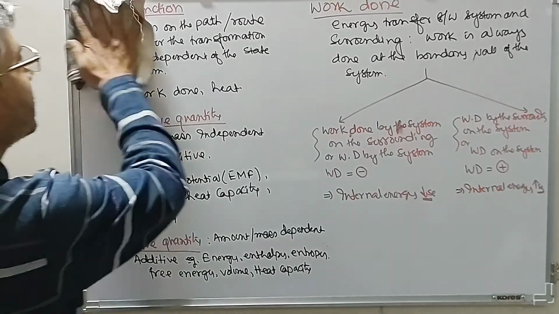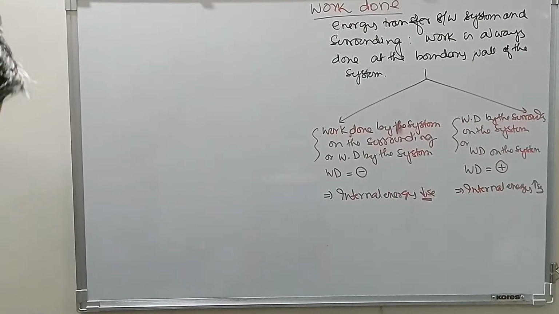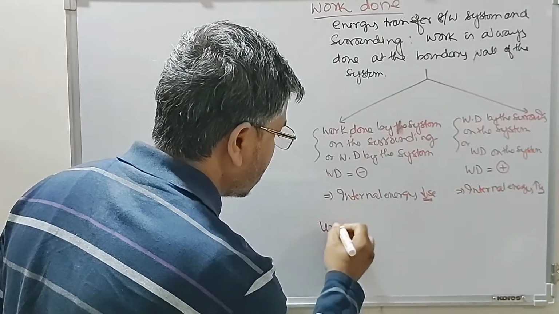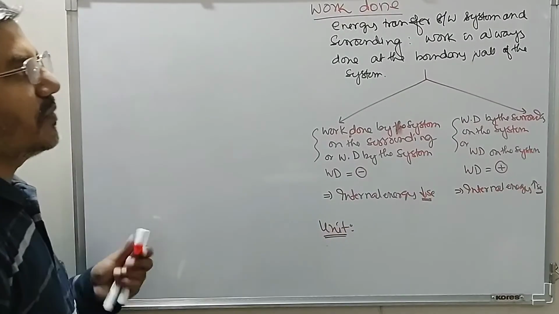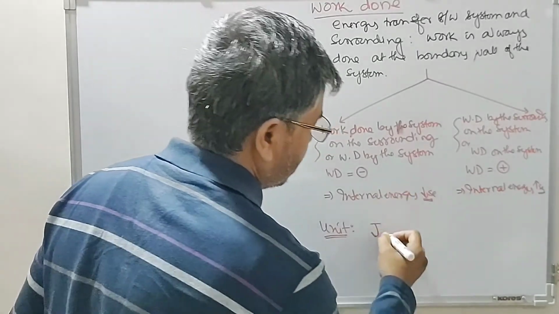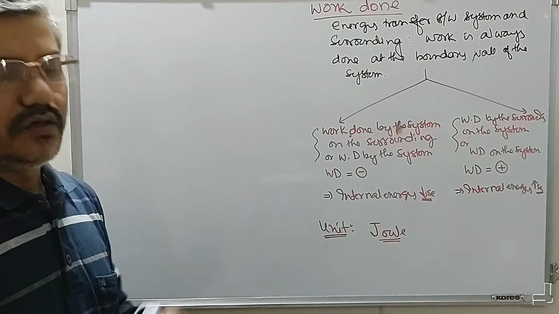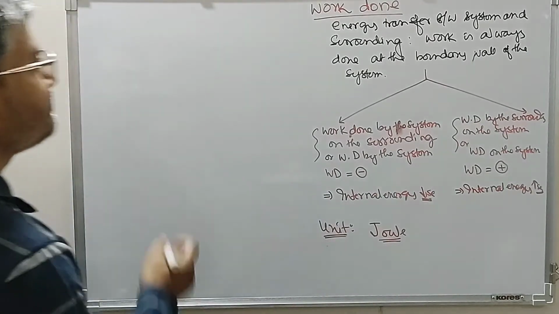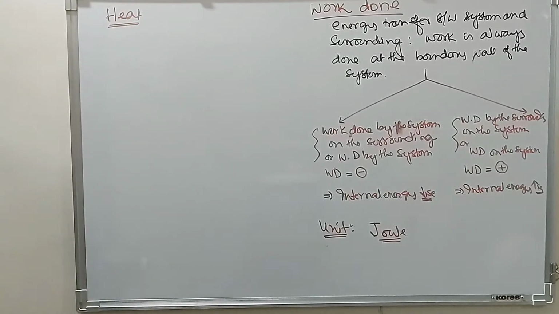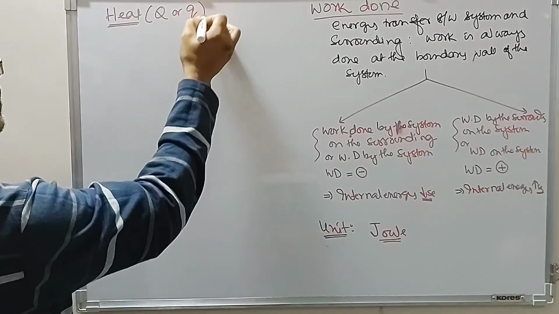Then we have this heat. We also use the term heat. So the unit of work done: normally work done is nothing but energy, so the unit is joule. Joule is the standard unit of energy, or sometimes we also use calorie, etc. Then we have heat. Heat, we represent this by Q or small q.